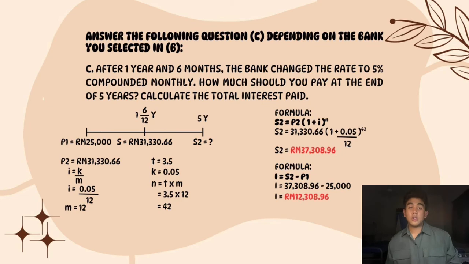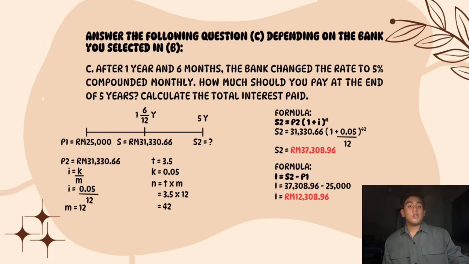I will solve the next question, which is question C. Answer the following question C, depending on the bank you selected in question B. The question is, after 1 year and 6 months, the bank changed the rate to 5% compounded monthly. How much should you pay at the end of 5 years? Calculate the total interest paid.